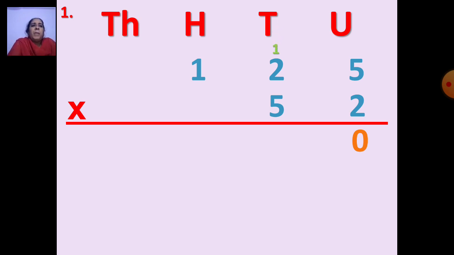Now we will multiply 2 with 2. 2 2s are 4. 4 plus 1 is how much? 5. Now next we will multiply 2 with 1, and 1 is in hundreds place. Okay, 2 1s are, what will come? 2. Now when you multiply for the second time, children, you should remember what we have to put. We have to put 0 first, yes, and then we are going to multiply.